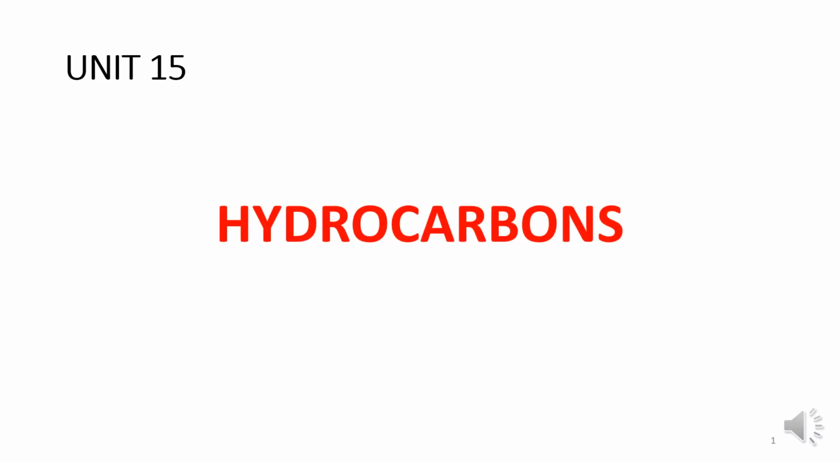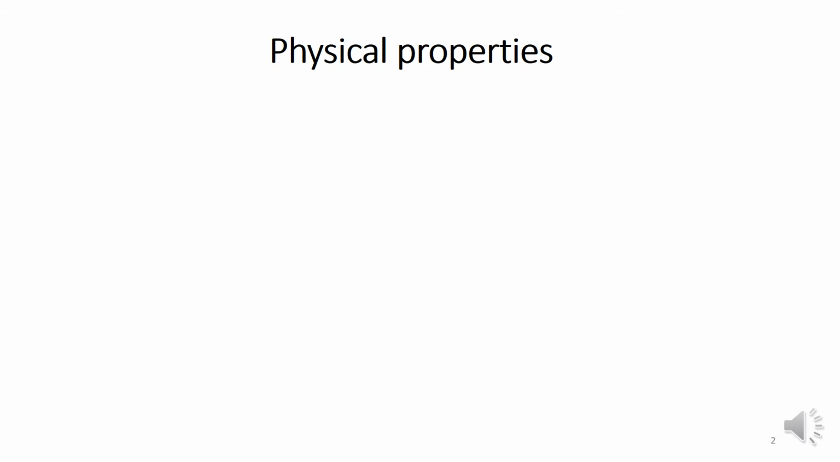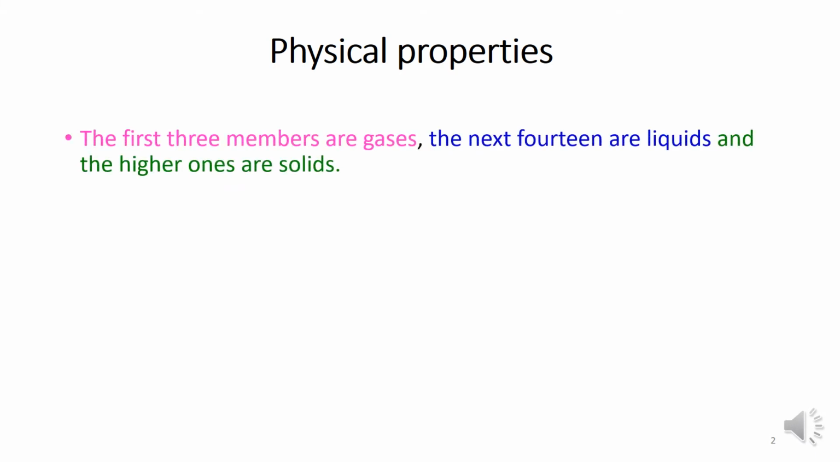Hello everyone. So in the hydrocarbon chapter today we are going to see the physical and chemical properties of alkenes. Physical properties of alkenes: the first three members are gases, the next 14 are liquids and the higher ones are solids.